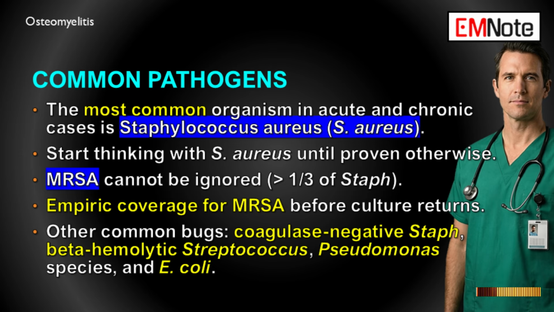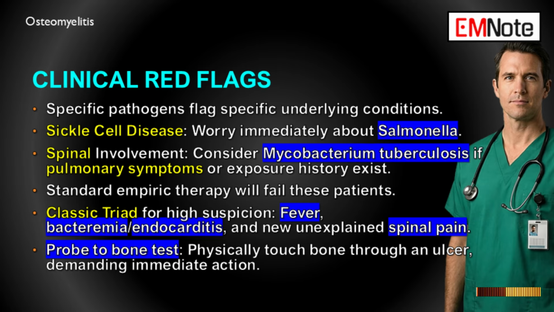Okay, so beyond S. aureus, what other bugs should be on our immediate differential? Your common suspects are going to be coagulase-negative staph, beta-hemolytic streptococcus, and then various gram-negative bacilli. So think things like Pseudomonas species and E. coli. What we really have to recognize are the niche pathogens, the ones that flag a very specific underlying condition in your patient. Give us the key associations, the ones that should be a major red flag for everyone listening.